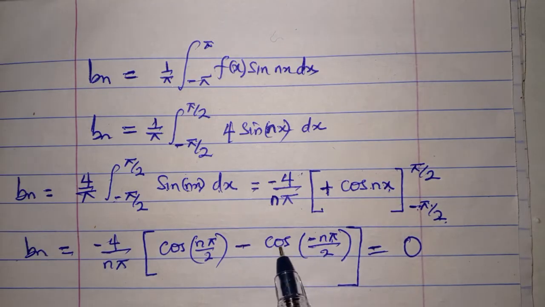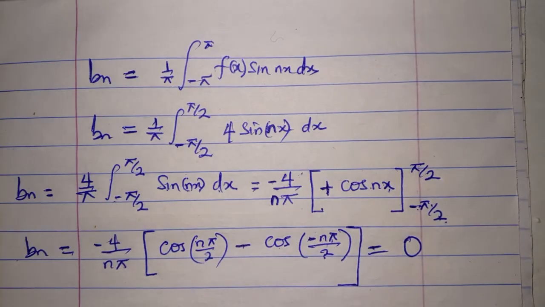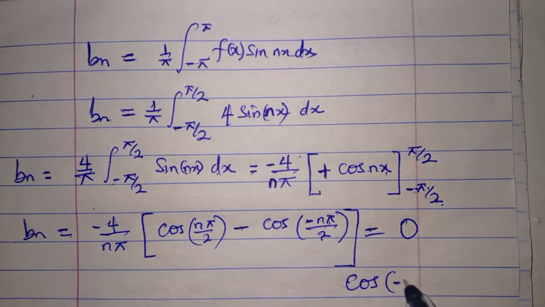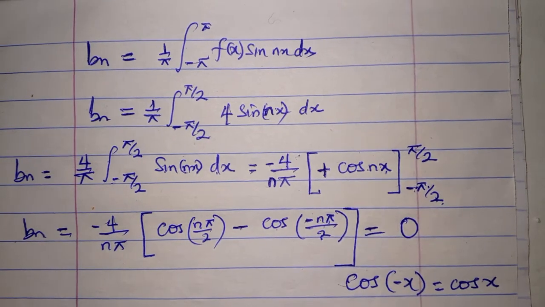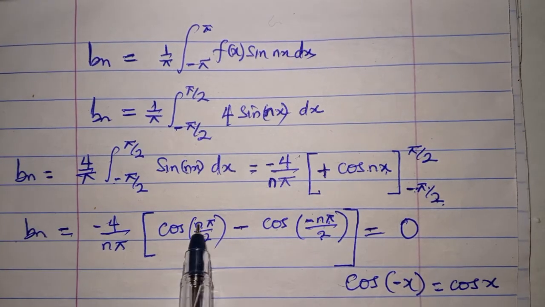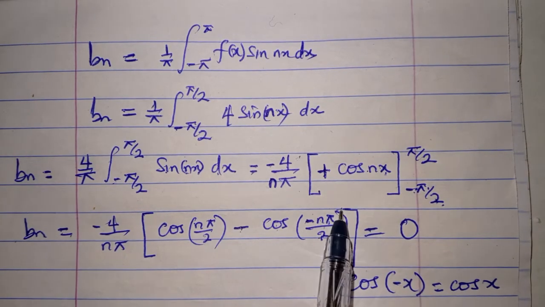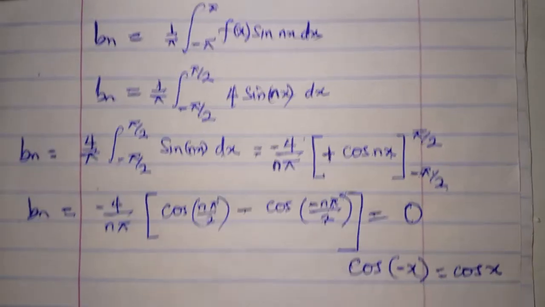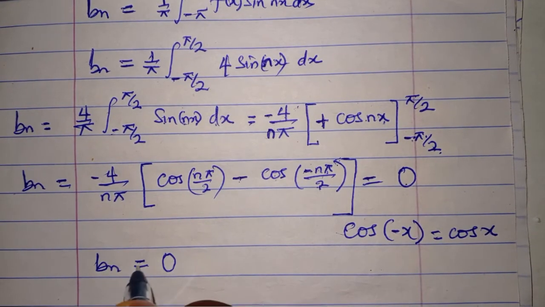How? Cos minus n pi over 2 is cos n pi over 2. Trigonometry says that cos minus x is equal to cos x. So based on this, the minus will disappear from here. We now have cos n pi over 2 minus cos n pi over 2, and that will give us 0. 0 times what we have here is 0. So b sub n is actually equal to 0.